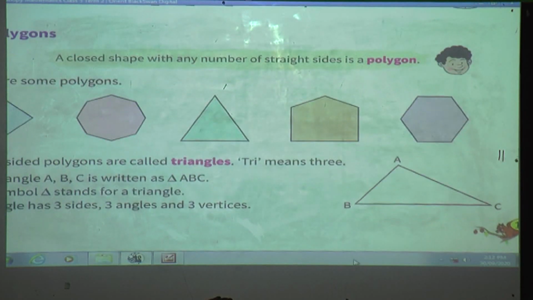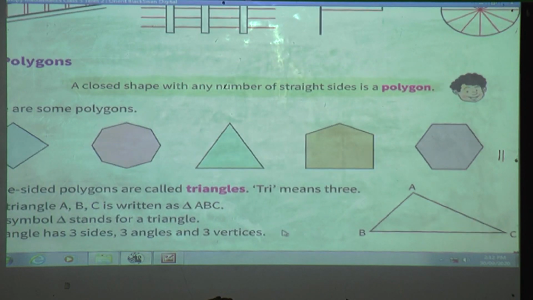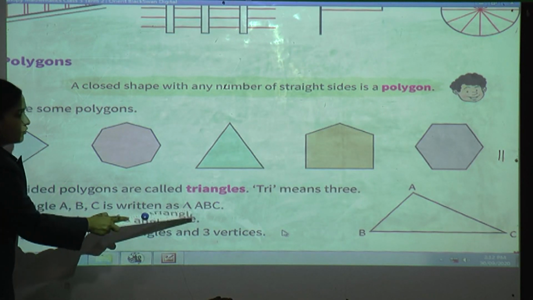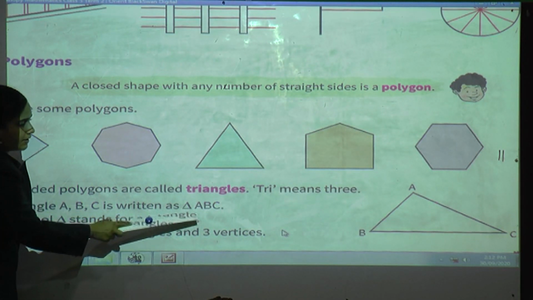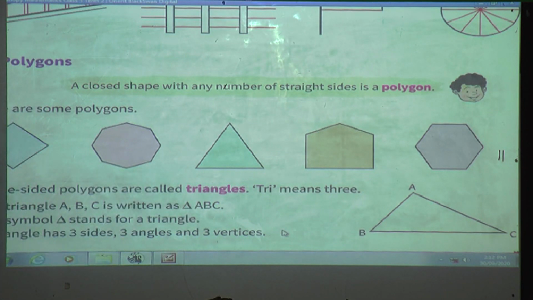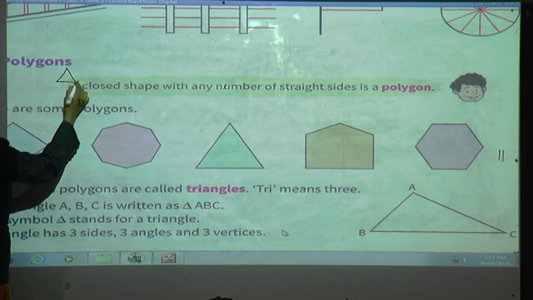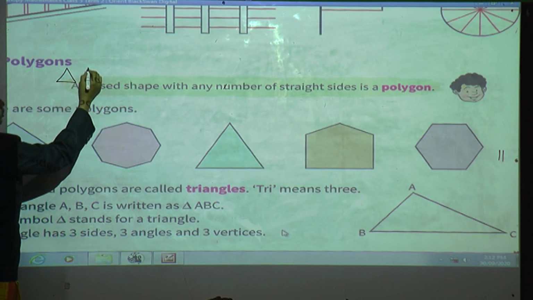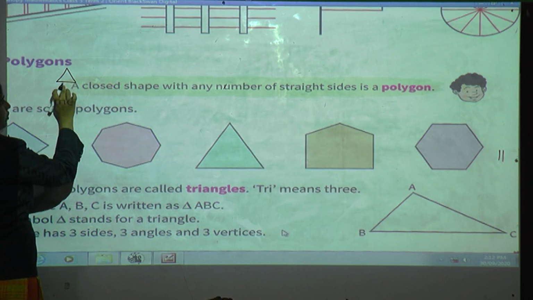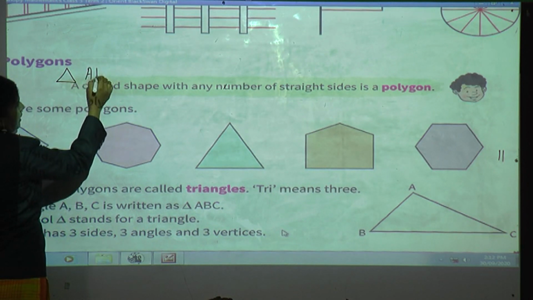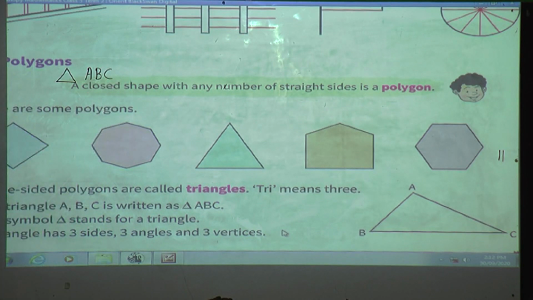Now, the triangle ABC is written like this. This is the sign of a triangle and we can write triangle ABC. This symbol stands for a triangle. Instead of writing the spelling of triangle, you can draw this sign and write triangle ABC.